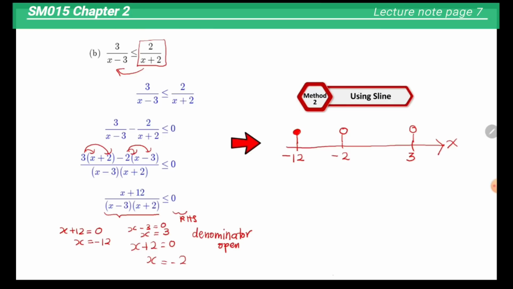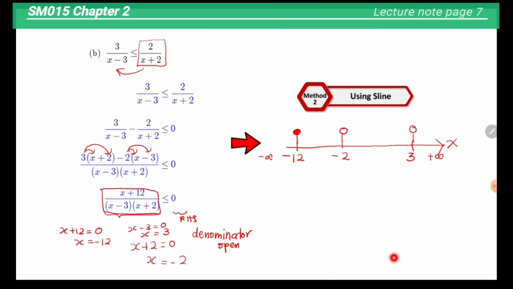Next, we need to check what the sign is for all the regions here. We need to check the region from negative infinity up until -12 and the region from 3 up until positive infinity. From here, you can use your calculator and insert the expression that we have here into your calculator. So we have the expression (x + 12) / ((x - 3)(x + 2)).